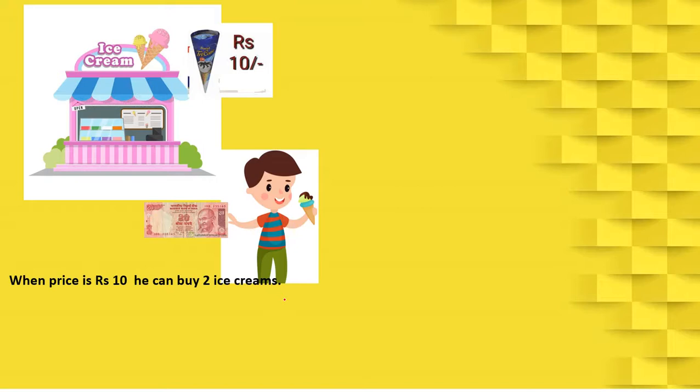Let us consider that the shop offered a price of rupees 5 instead of rupees 10. So now with this 20 rupees, how many ice creams can this boy purchase? Yes, 4. Correct. When the price decreases from 10 to 5 rupees, now the boy can purchase 4 ice creams.